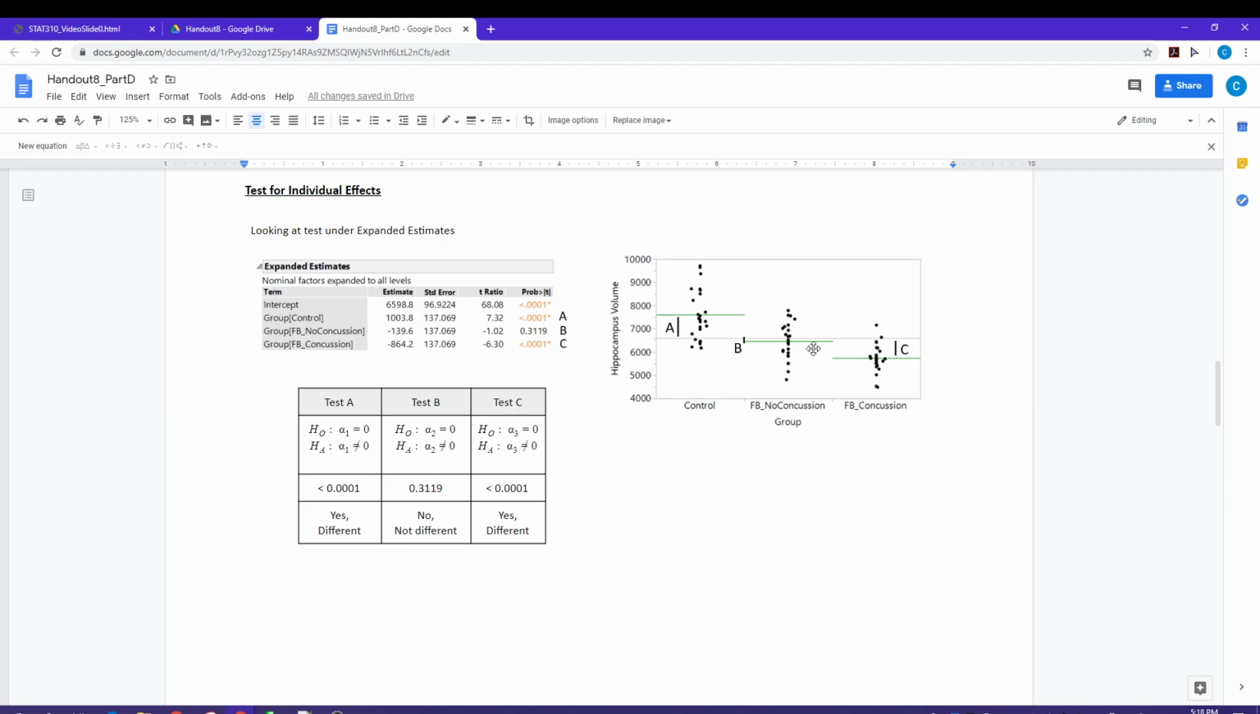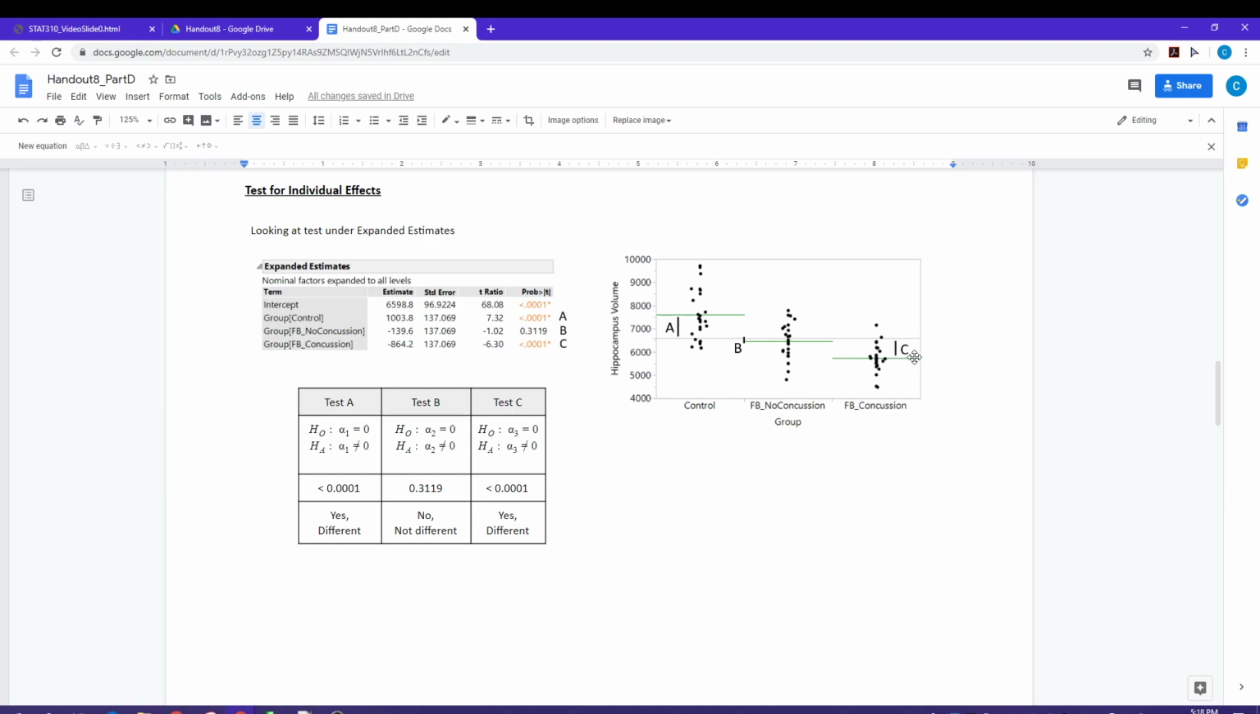How about B? B, once again, this is the football no concussion, is very close here to the grand average. So that p-value is not going to be small, and it's not. It's 0.3119. It's not less than 0.05. So I cannot say that the football no concussion group has a difference against the grand average of everybody.